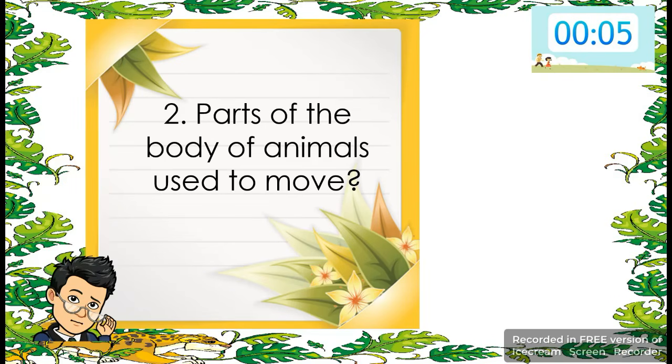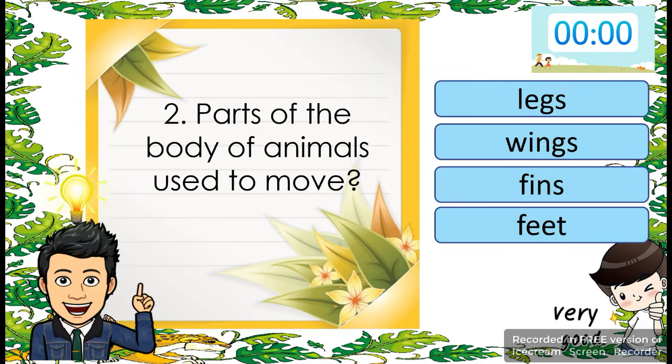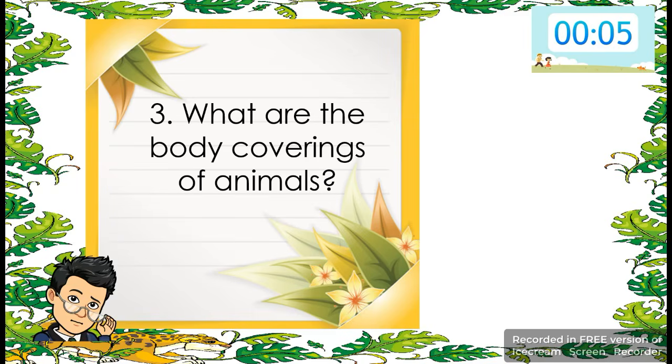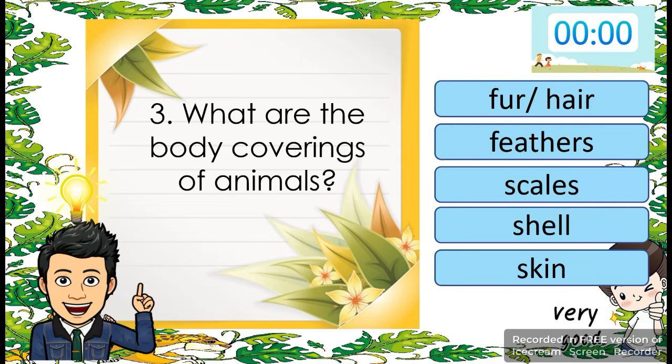Part of a body of animals used to move. Those are legs, wings, fins, and feet. What are the body covering of animals? The body covering of animals are fur or hair, feather, scales, shell, and skin.